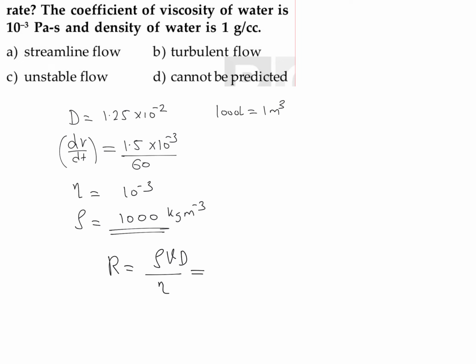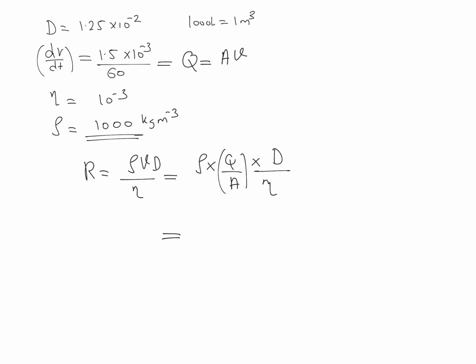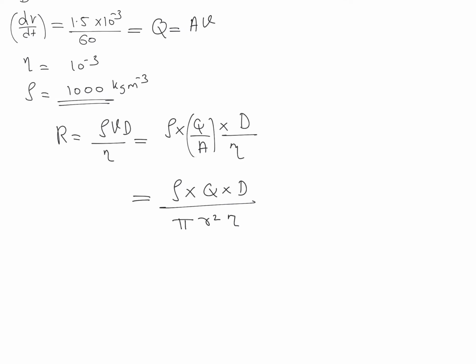Now we can put this value over here. The value of velocity is not given, but we know that the value of dV by dt, the volume flow rate, let's say that is equal to Q, is equal to A into velocity. So we can write this velocity is equal to Q divided by A. Into diameter of that object divided by coefficient of viscosity, we can take it as eta. So you can write this as rho into Q into D divided by this area, which can be written as pi into r square, into eta.